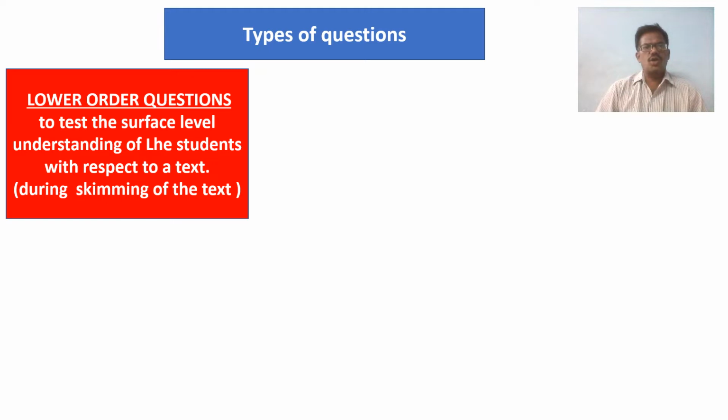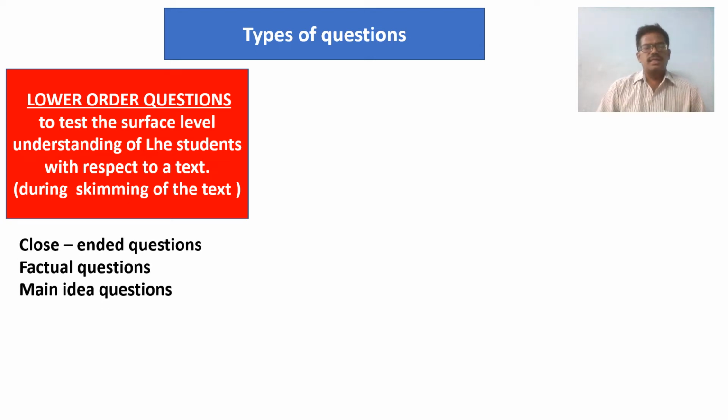First one is lower order questions. These questions are asked to test the surface level of understanding of the students with respect to a text. Generally, these questions are asked during the process of reading, that is, skimming of the text. Here are some of the questions which can be included in this category. They are close-ended questions, factual questions, main idea questions.